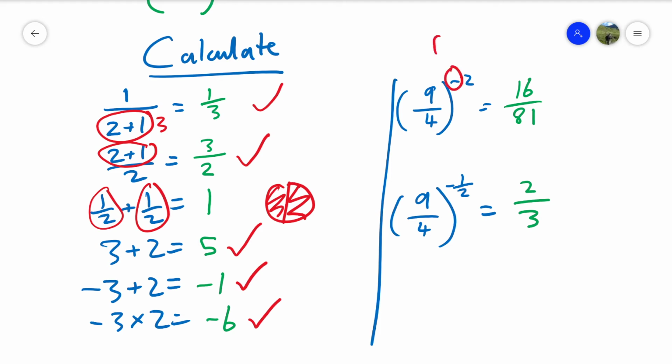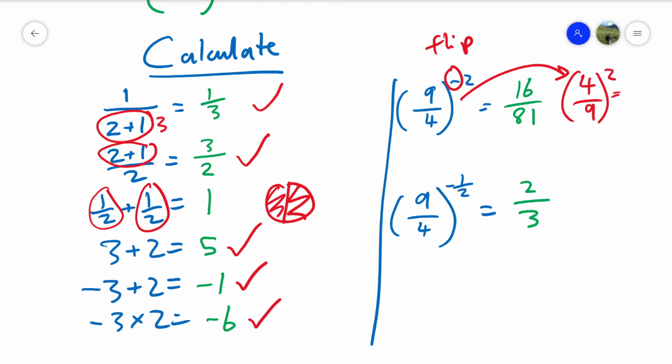What does the minus mean? That means flip. So we end up with 4/9. But we haven't done the 2 yet, because remember, a power and indices, is that good English? I'm not sure, is a series of instructions. We haven't done that instruction yet.